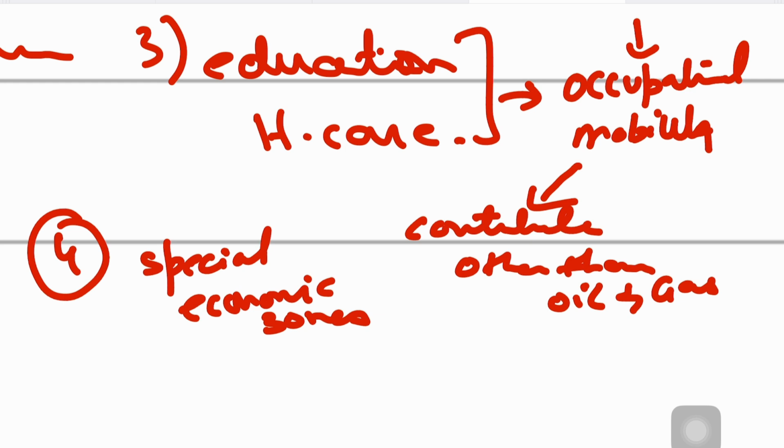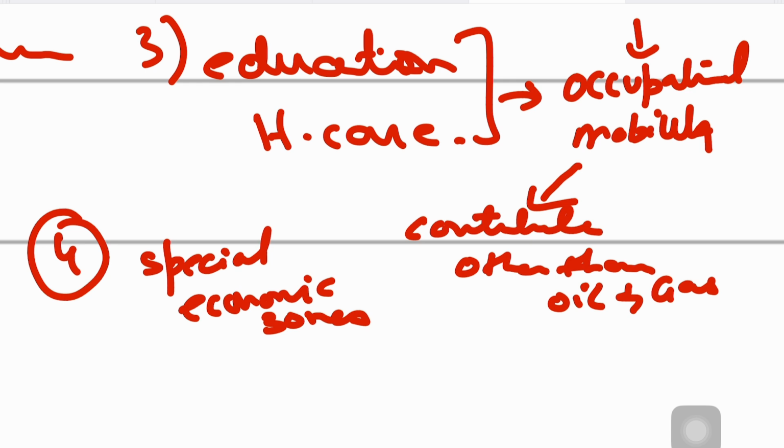And by the way, if anyone has confusion about what special economic zones are, special economic zones, known as SEZs, are basically designated areas within a country that offer special incentives and regulations to attract foreign investment and promote economic development. As an econ student, you must be knowing this.